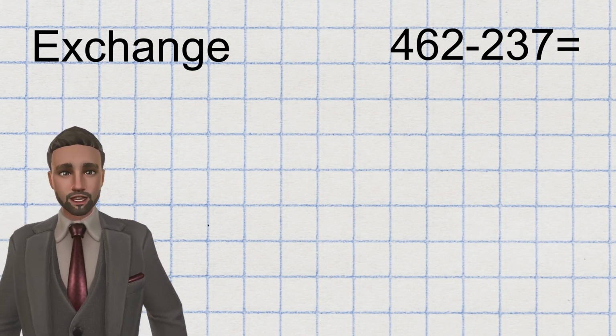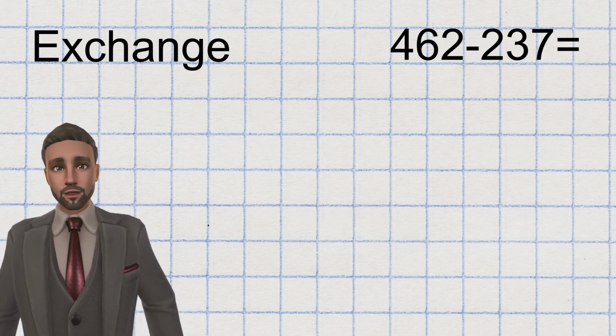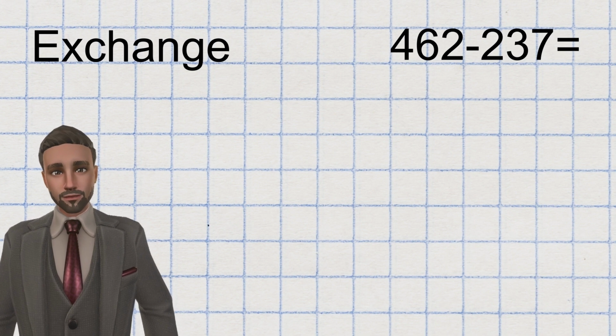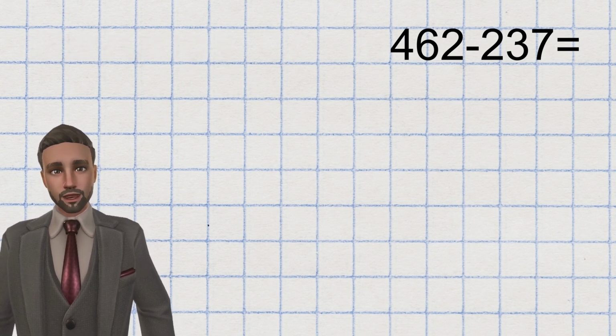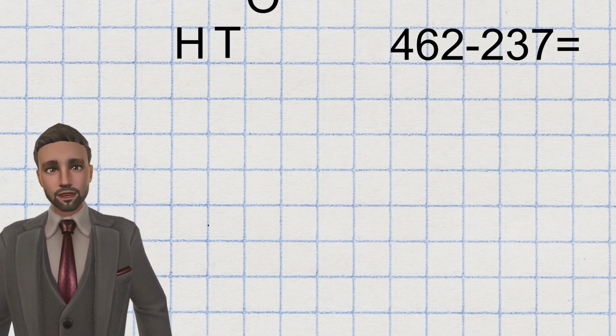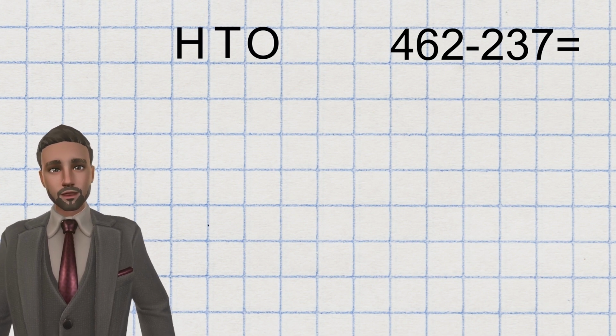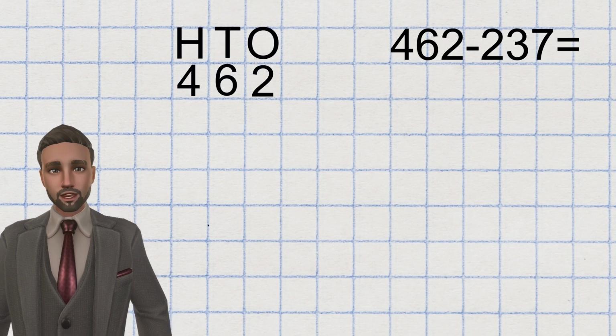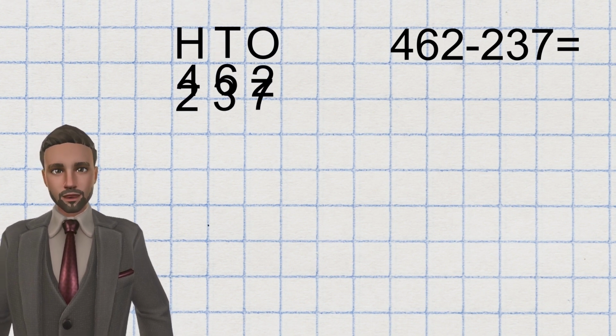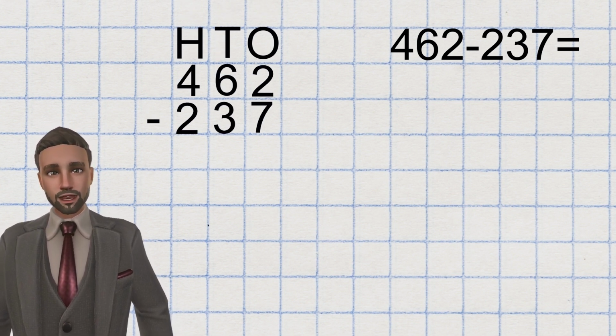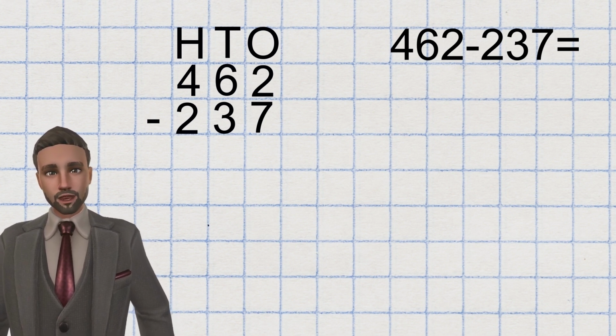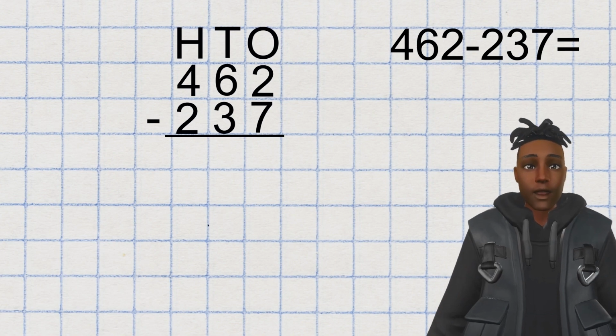Fortunately, step 2 is pretty much identical to step 1. So just like step 1, we put our place value columns down, our hundreds, our tens and our ones. Then we put our numbers in, 462 on top and 237 below, placing the subtraction symbol to the left to help us remember, and drawing a line beneath to represent where our answer will go. So hurry up and tell me what has changed.